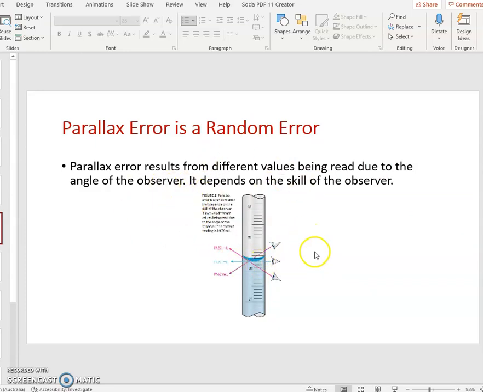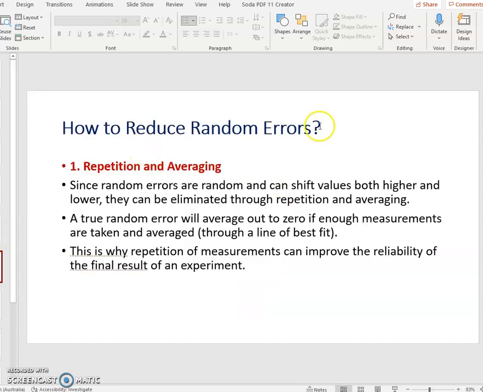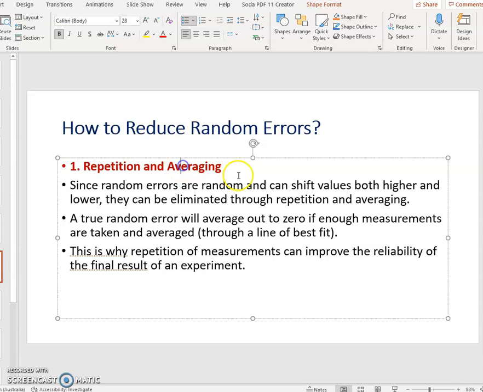Okay, if that's done multiple different times, that's obviously going to impact the amount of uncertainty we have in those results. Which is explaining why, if we have a large percentage uncertainty that you guys would have calculated and presented in your process data, this might be one of the reasons for it. All right, these random errors. So how do you reduce random errors? Repetition and averaging. All right, since random errors are random and can shift values both higher or lower, they can be eliminated through repetition and averaging.